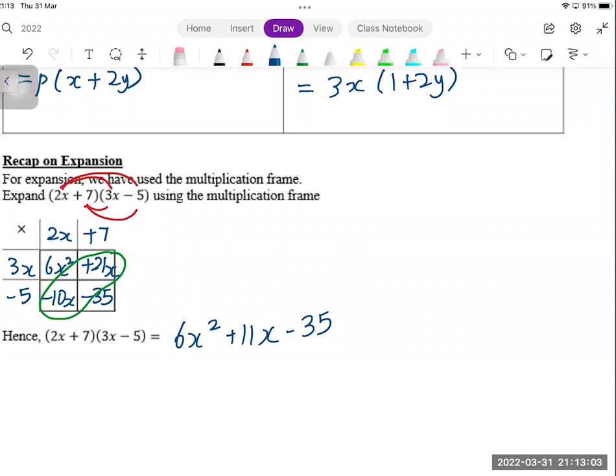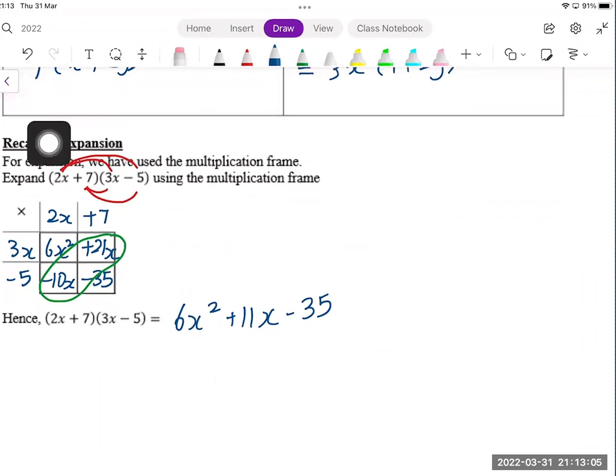Great. Now that we have revised how the multiplication frame works, we are going to move into factorization with the help of the multiplication frame. How do we reverse this process? In expansion, you are given a bracket and a bracket, you multiply, you get this. So we need to reverse the process, meaning if I'm given this, how do I come back to get this and this?